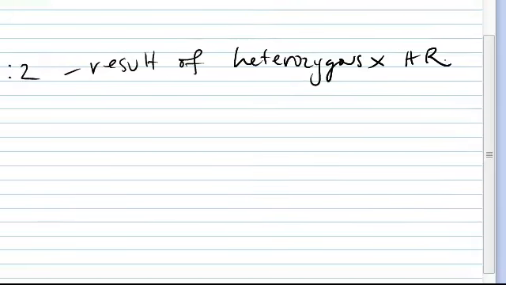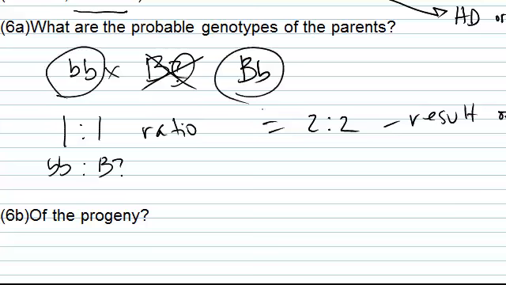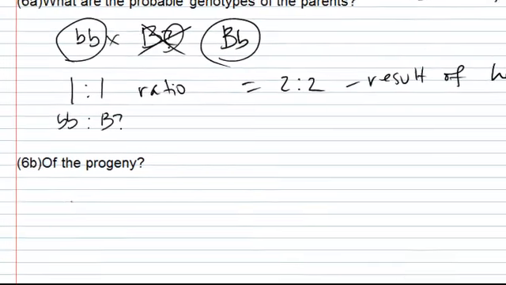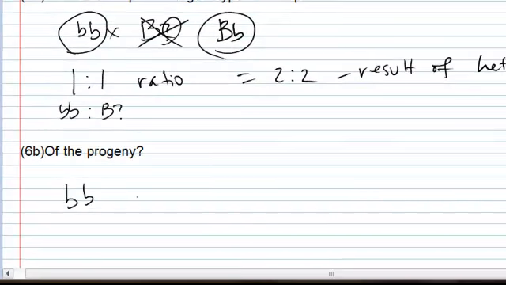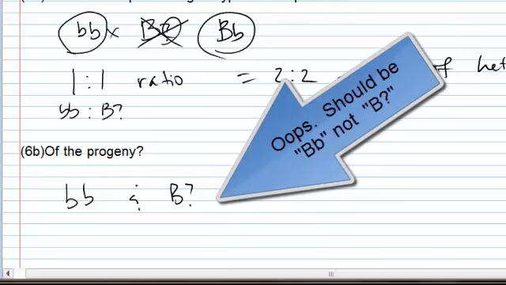Parents, therefore, must be, this question mark must be a little b. So we don't have big B question mark. We have big B, little b for the genotype. Now, if you do this cross, homozygous recessive crossed with heterozygous, the progeny can only be homozygous recessive and heterozygous. We can do the square to prove that.